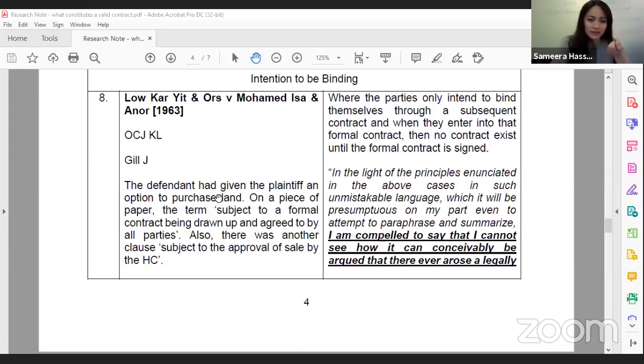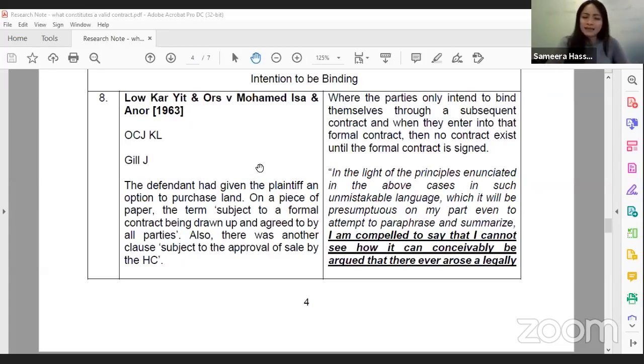The defendant had given the plaintiff an option to purchase a land on a piece of paper. The term was subject to a formal contract being drawn up and agreed to by all parties. When you see that term, it is very clear that the intention of the parties was that we will be in a contract once there is a formal contract between us. So whatever negotiations we have been doing will not be construed as a contract, because a contract will only be there once there is a formal contract.